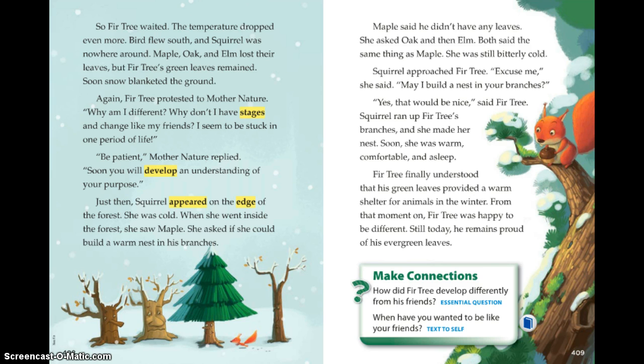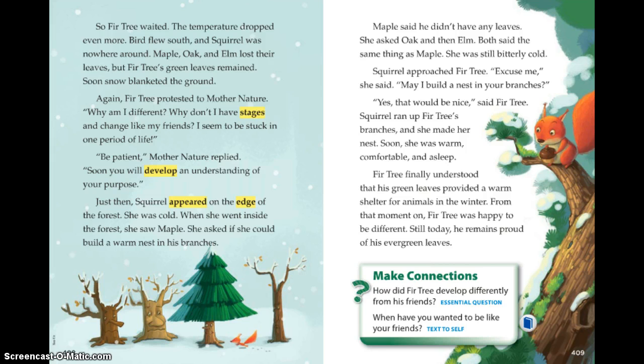Squirrel ran up Fir Tree's branches and she made her nest. Soon she was warm, comfortable, and asleep. Fir Tree finally understood that his green leaves provided a warm shelter for animals in the winter. From that moment on, Fir Tree was happy to be different. Still today, he remains proud of his evergreen leaves.